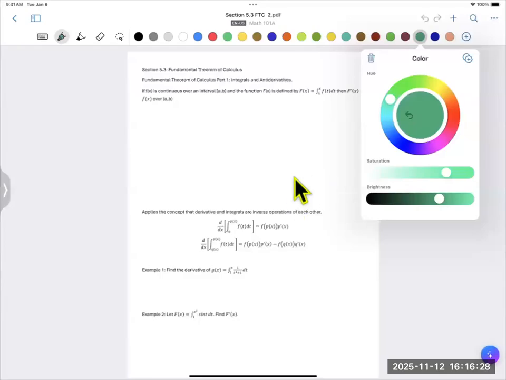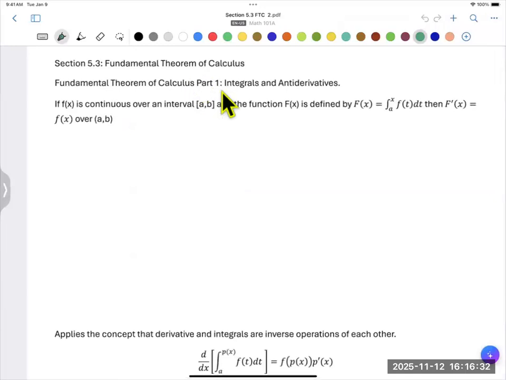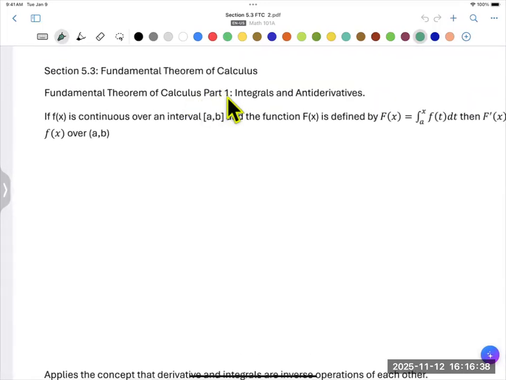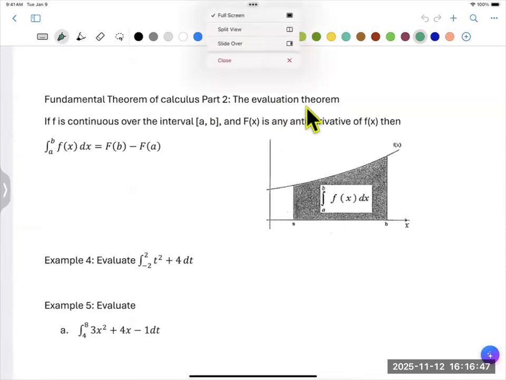Hi everyone. In this video I will talk about the fundamental theorem of calculus. For the fundamental theorem of calculus, there are actually two parts. One is about the integral and antiderivative, and the second one is about the evaluation theorem.